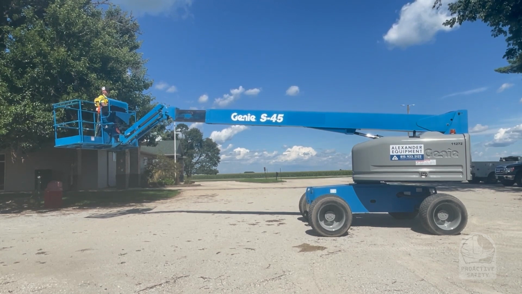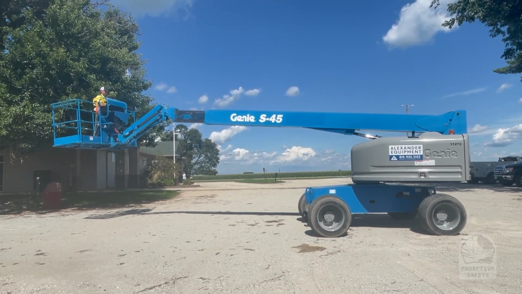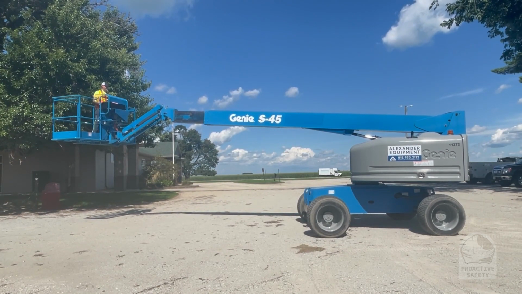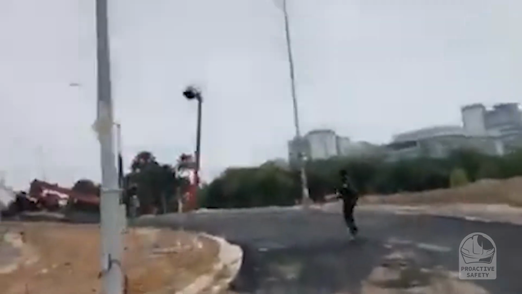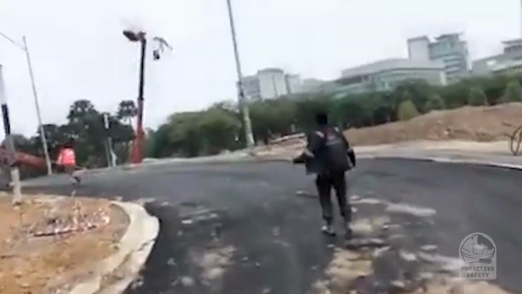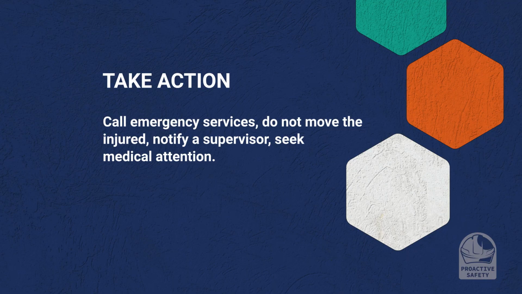Platform falls. Hazards: unsafe operations, lack of guardrails, adverse weather, unauthorized access. Example, an operator fell on a windy day. Call to action: call an emergency service. Do not move the platform, provide first aid, and wait for rescue personnel.